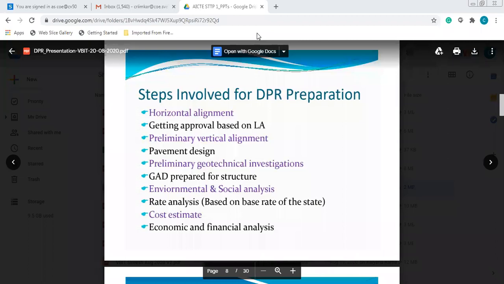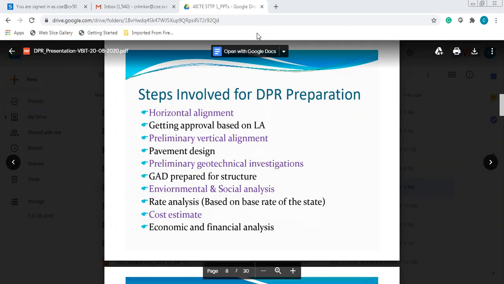For your rigid pavement, IRC 58 2015. Then again in the rigid pavement, you have to focus on your PQC, that is pavement quality concrete. Then your DLC, dry lean concrete. Then your granular GSB layer is there. Your subgrade soil is there. Properties of your subgrade soil, everything.